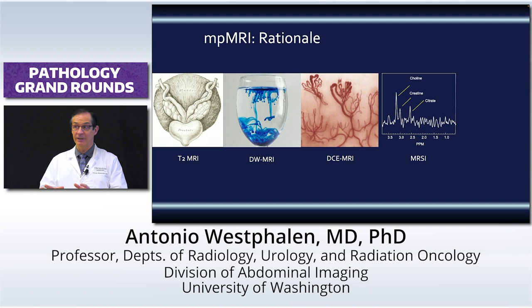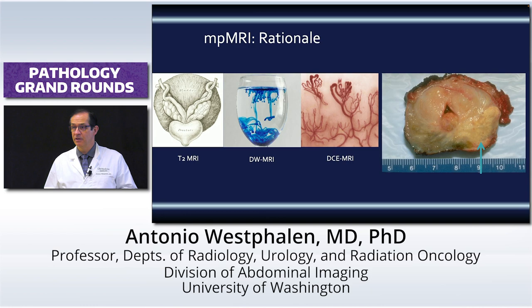Each one of the parameters we acquire provides a slightly different type of information. So we have the T2-weighted images that will look at anatomy, diffusion, we'll look at, obviously, diffusion of water. DCE, we'll look at the enhancement patterns, and spectroscopy at metabolites. And when you take all of these together, now you obviously will have more information, and you're more likely to actually come to a diagnosis, as you guys do, actually seeing the tumor.